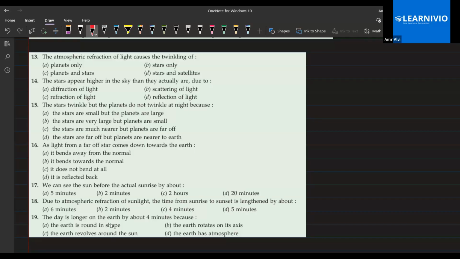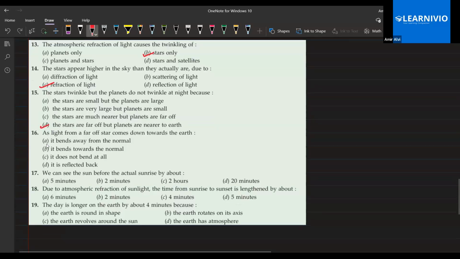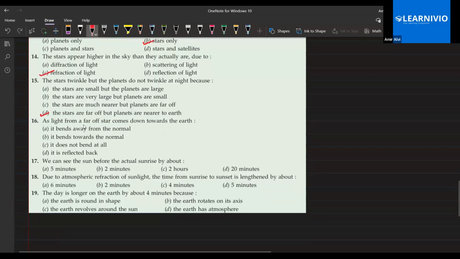Let me tell you the answer. Atmospheric refraction of light causes the twinkling of stars. Stars appear higher in the sky than they actually are due to the refraction of light. The star twinkles, but planets do not twinkle, because stars are very far from us, but planets are nearer to Earth. Next, light from a far off star comes down towards the Earth. It bends towards the normal because density keeps increasing.